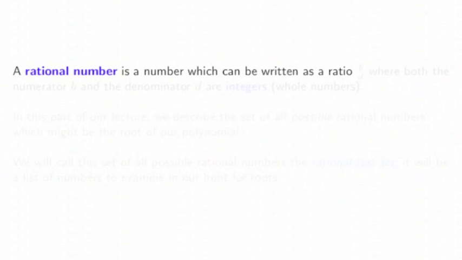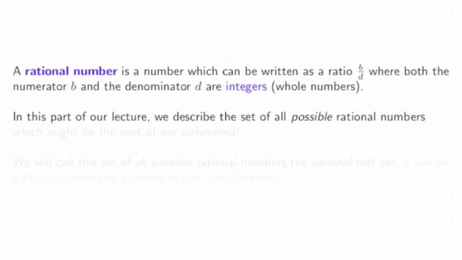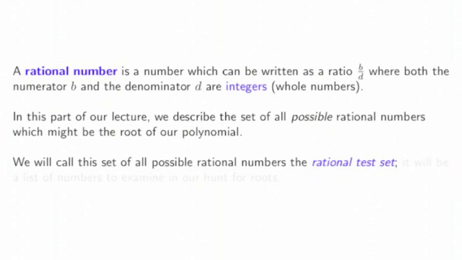A rational number is a number which can be written as a ratio b over d, where both b and d are whole numbers. In this part of our lecture, we describe a set of all possible rational numbers which might be the roots of a polynomial. We will call this set of all possible rational numbers the rational test set. It will be a list of rational numbers to examine in our hunt for roots.